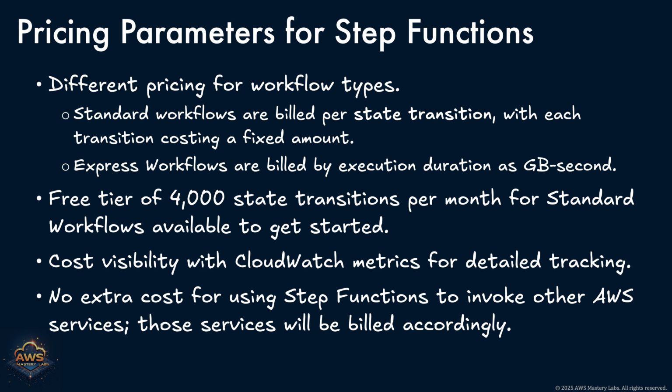On the other hand, express workflows follow a duration-based billing model. Pricing is calculated using GB-seconds by multiplying execution time by memory used. This makes express workflows a better fit for short-lived, high-throughput workloads. You're essentially billed for the actual compute resources consumed. A big plus is the AWS free tier, which gives you 4,000 free state transitions per month for standard workflows. This is perfect for testing, learning, or even deploying small production workflows without incurring additional costs.